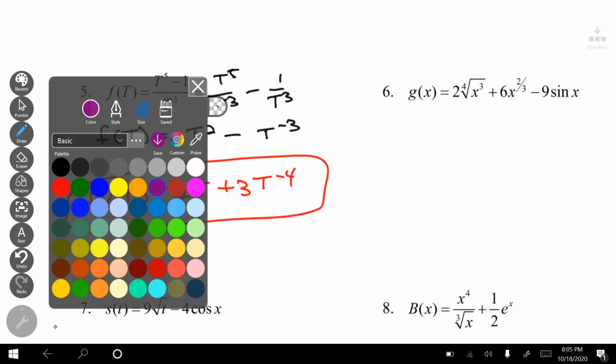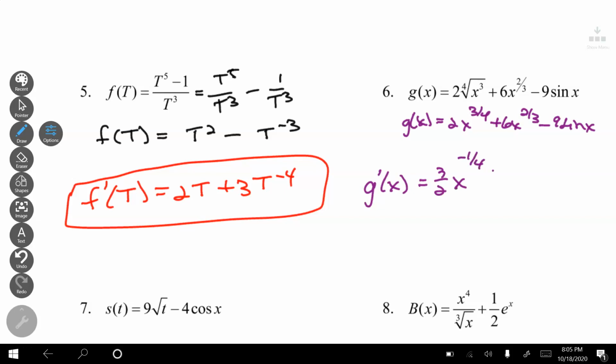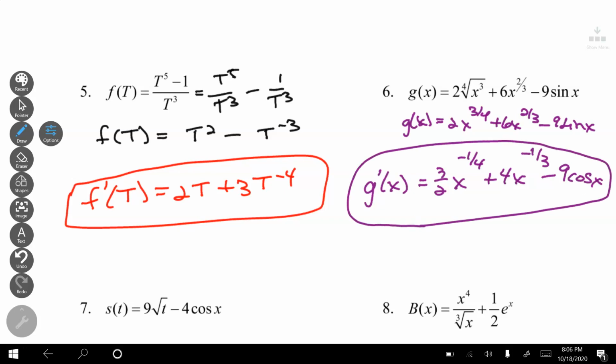Like this next one. First thing I have to rewrite it. g of x is equal to 2x to the 3/4 plus 6x to the 2/3 minus 9 sine of x. And now I can take its derivative. g prime is equal to, well, 6 over 4 is 3 over 2. x to the 3 minus 4 is negative 1/4. Plus 6 times 2/3 is 4. Top minus bottom, 2 minus 3 is negative 1/3. And then the derivative of sine is cosine, so this is negative 9 cosine of x. That is its derivative.